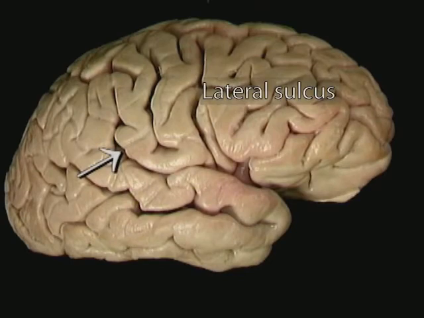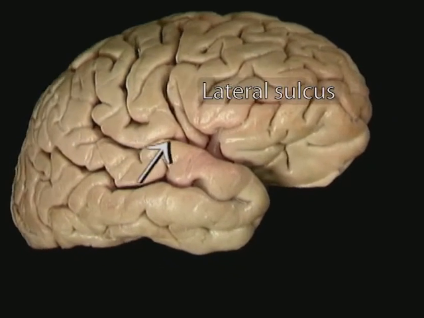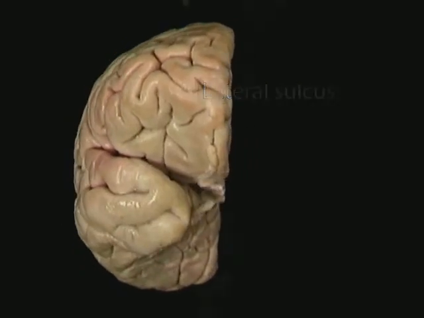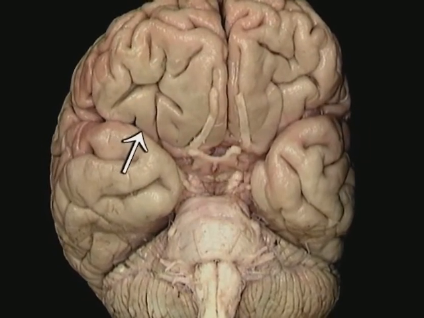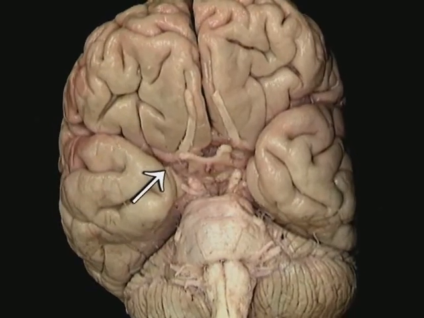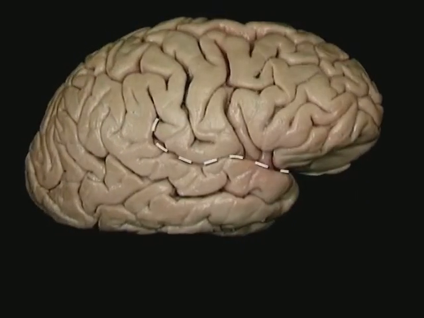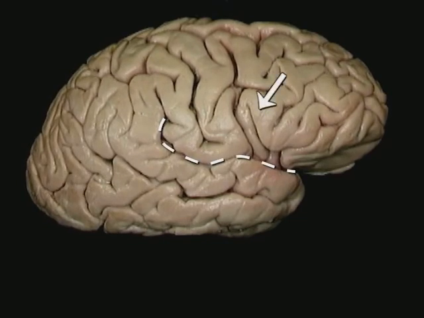This is the lateral sulcus. It's very deep. It extends all the way round to here on the underside. Here's the medial end of the lateral sulcus in the intact brain. The lateral sulcus separates the frontal lobe above from the temporal lobe below.